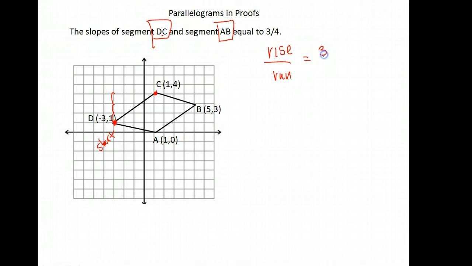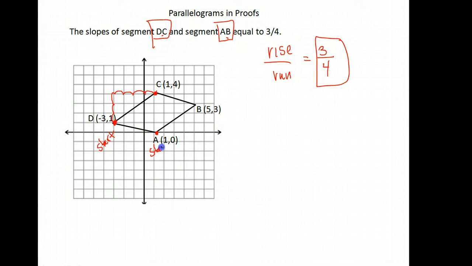Going up on a graph is positive, so positive 3. Now to get over to it, I have to go 1, 2, 3, 4 spaces to the right. That is my slope, and yes, the slope of DC is 3/4. Let's check the slope of AB, see if it works also.